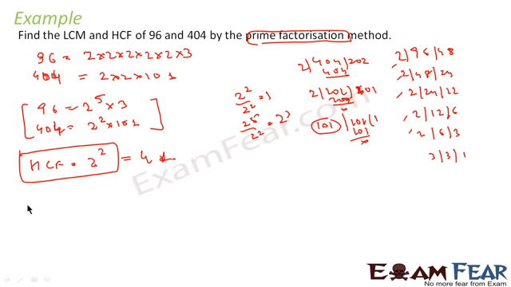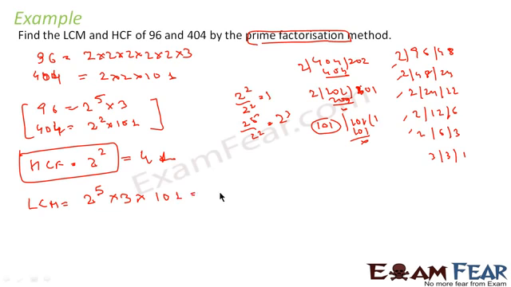To find the LCM, it's the other way around approach. Here we'll take the factor which is maximum. For example, for 2's power, the maximum is 2 to the power 5. See, in the HCF case we took 2 to the power 2, the minimum power. Here we'll take the maximum power. The maximum power is 2 to the power 5, into, for 3 also the maximum power is 3 to the power 1, because here it is 3 to the power 0, that is 1. And for this also we'll take the maximum power, that is 101.